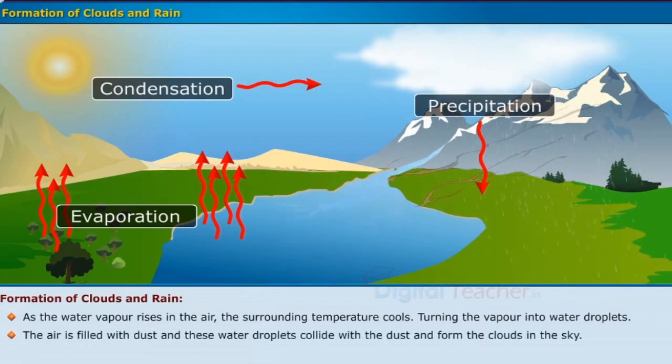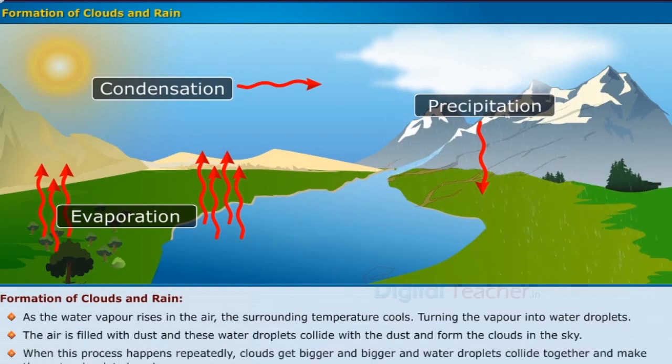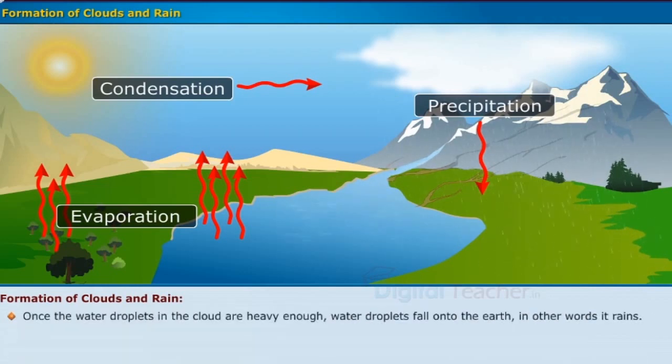The air is filled with dust and these water droplets collide with the dust and form the clouds in the sky. When this process happens repeatedly, clouds get bigger and bigger and water droplets collide together and make the water droplets heavier. Once the water droplets in the cloud are heavy enough, water droplets fall onto the earth. In other words, it rains.